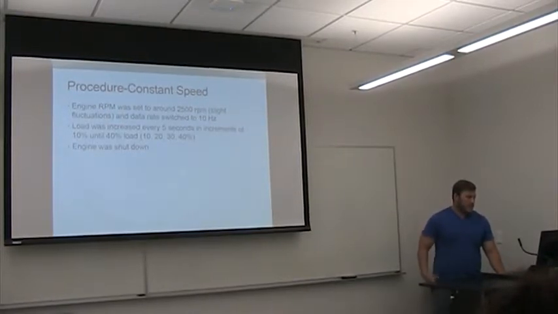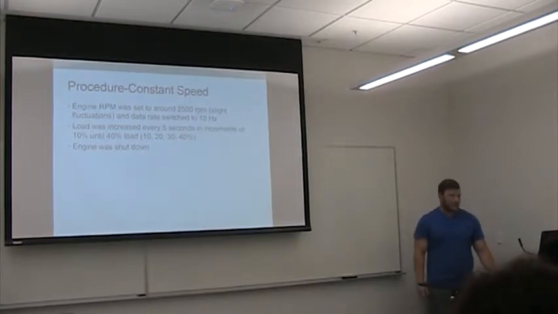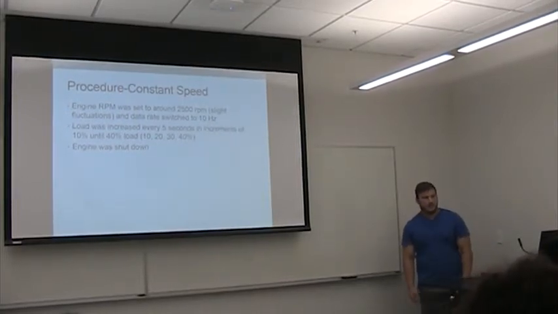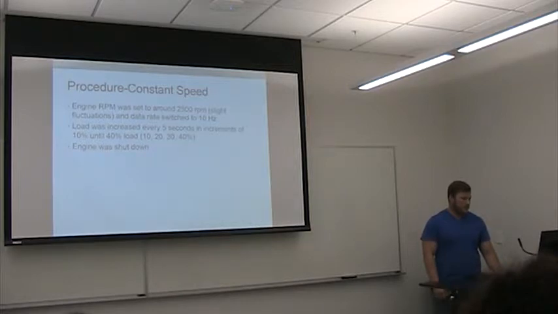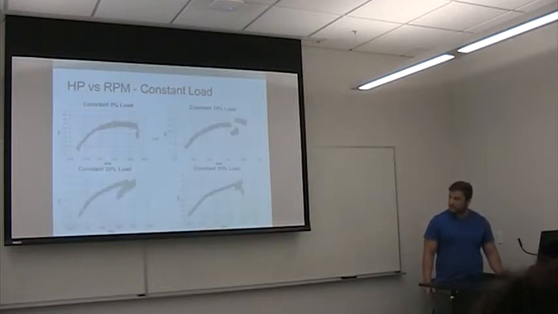For constant speed, the engine RPM was set to about 2,500 RPM. It kind of fluctuated, but that's just going to happen because it's a cyclic engine. Data rate was switched to 10 hertz for that one, and the load was increased every 5 seconds with the constant throttle from 10 to 40% load, and then after that it was shut down.